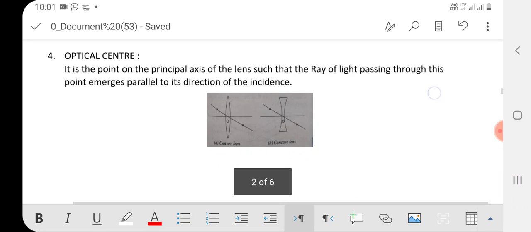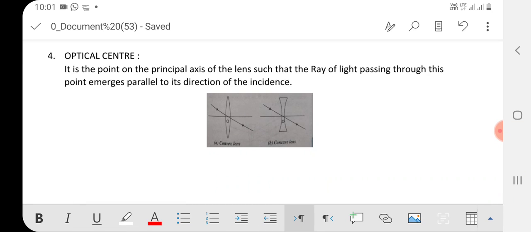Okay, the next one is optical center. Now what is optic center? It is a point on the principal axis of the lens such that the ray of light passing through this point emerges parallel to its direction of incidence, which means you can see in the diagram the ray of light which is shown by an arrow, it is passing through that optic center O.